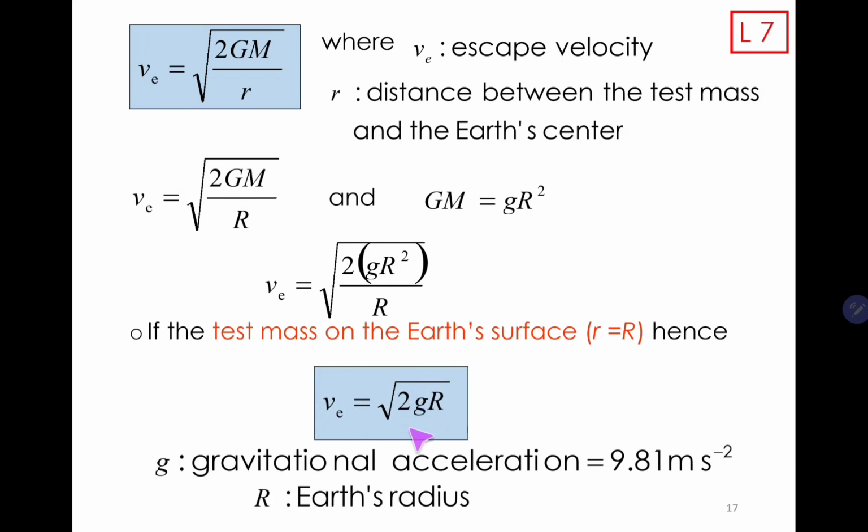So this is the escape velocity equation, in terms of small r and in terms of capital R. By giving you the G constant and the mass of the planet, which is constant too, or by giving you the gravitational acceleration g and the radius of the planet, we may use this equation directly.